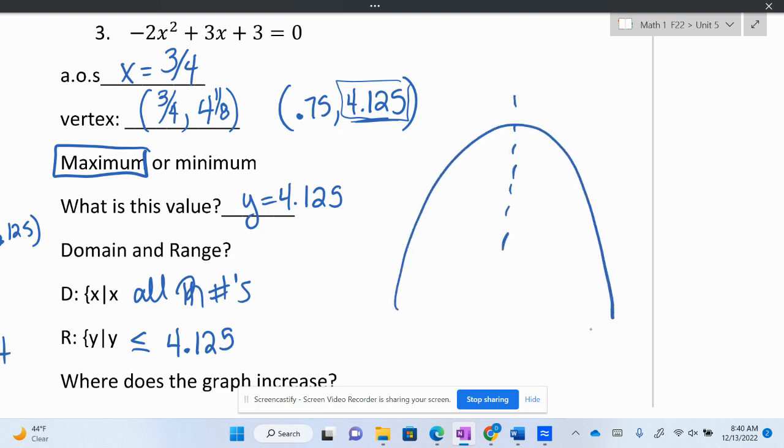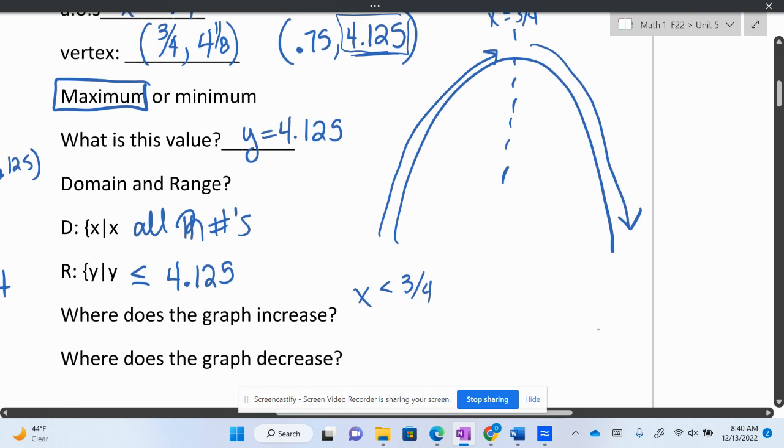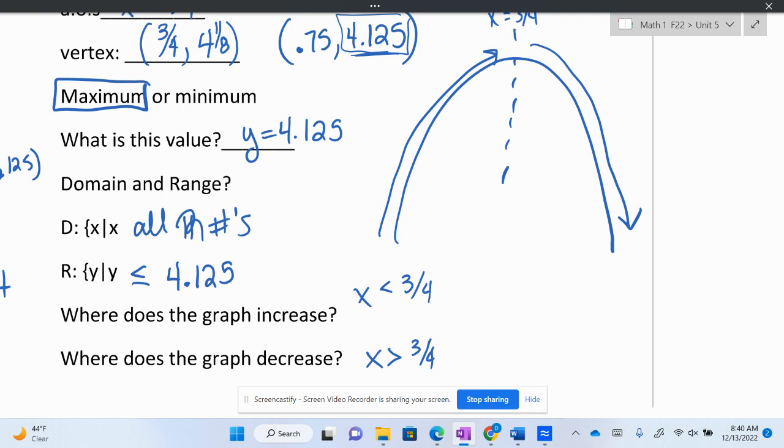So this graph is looking like this. This is my x equals 3/4 line. So this side of the graph is increasing. For all values of x that are less than 3/4, it's increasing. But everything that comes after 3/4, it's decreasing. So for all values of x that are greater than 3/4, it decreases. Think of this in terms of the slope. Here this has positive slope. Here this has negative slope. That means it's decreasing. Okay.